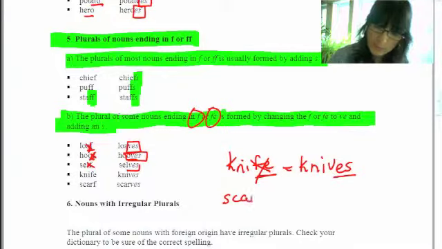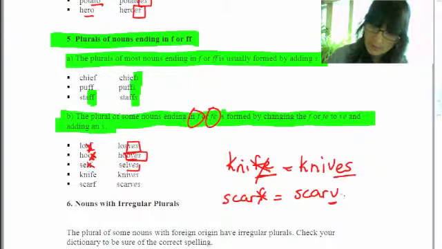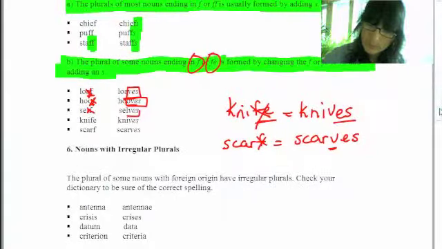And the same rule follows for scarf. It ends in the F, so in place of the F, you put the V and then the plural, which would be ES. Okay, they all follow the same rule.